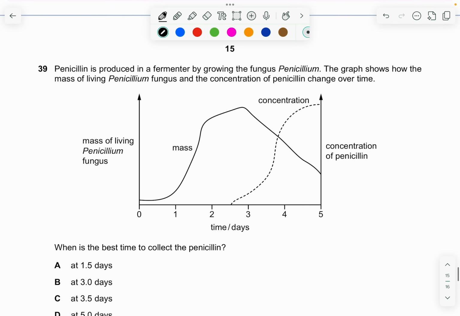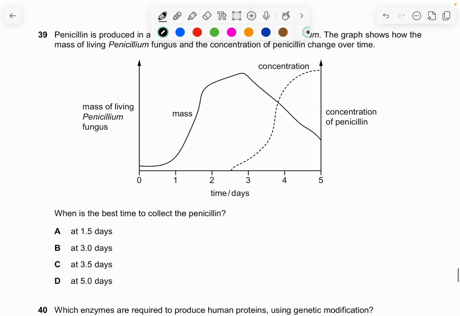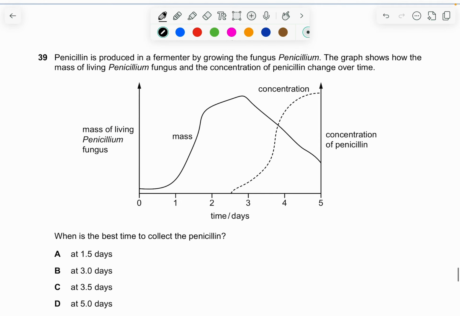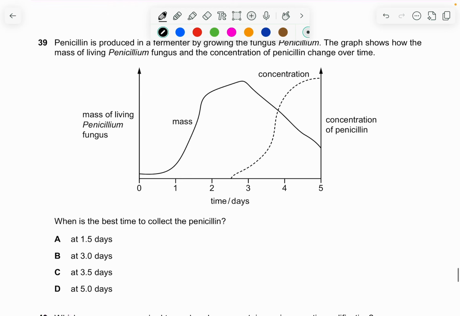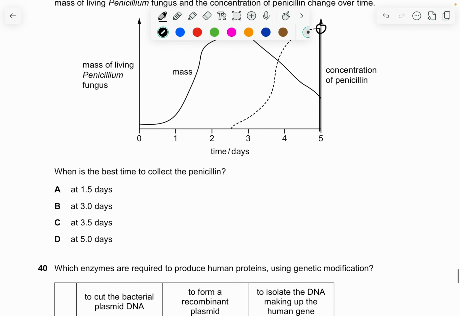Question 39. Penicillin is produced in the fermenter by growing the fungus Penicillium. The graph shows how the mass of living Penicillium fungus and the concentration of penicillin change over time. So when is the best time to actually collect the penicillin? Okay, so they tell you that they want to have the highest concentration of penicillin. So when can you get that? It's actually at day 5, because that's the highest concentration. The answer is D.